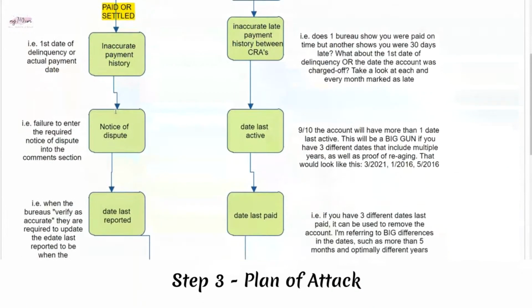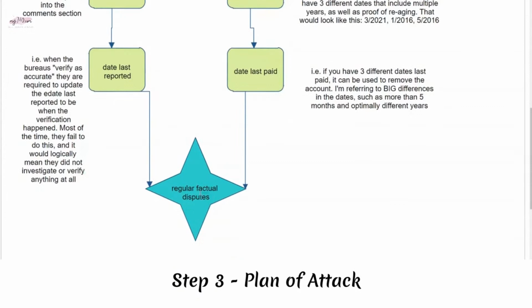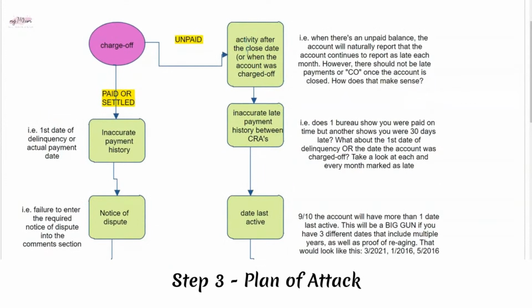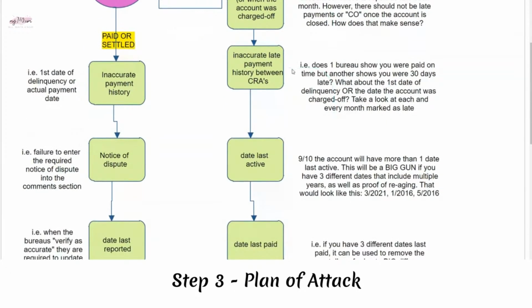So if you're going to do paid or settled, you can start with something like inaccurate payment history, and then go down to notice of dispute, and then date last reported. Now, this does go down to regular factual disputes on both sides. But if you're going to do unpaid, now you might want to start with something like one of the big guns, like activity after the close date. Now, it doesn't have to be the close date. Sometimes we don't have that date. It might just be when the account was charged off. And then you can go inaccurate late payment history between the CRAs down to date last active, and then date last paid, and then regular factual disputes.